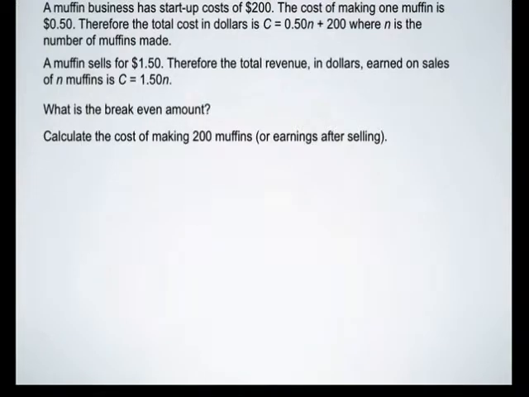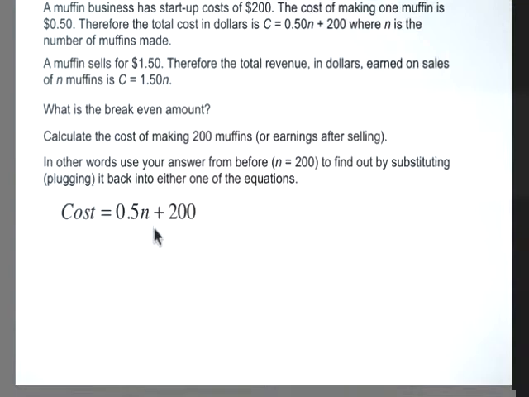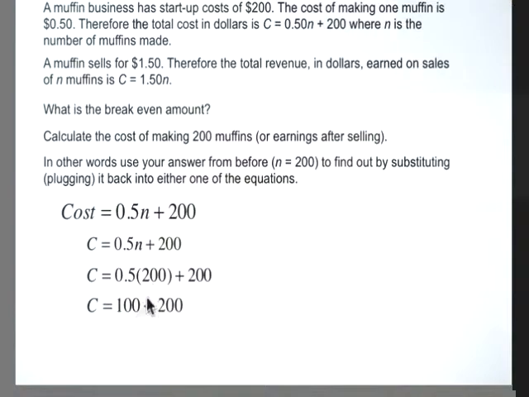So to find the break-even amount, what you've got to do is sub in for n equals 200. And we're going to first of all sub into the equation for calculating the cost of producing the muffins. So we're going to use the equation C equals 0.25n plus 200. And we're going to sub in for n equals 200. And when we simplify, 0.5 times 200 is 100. And so C is equal to 300.